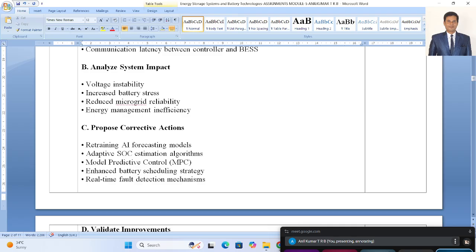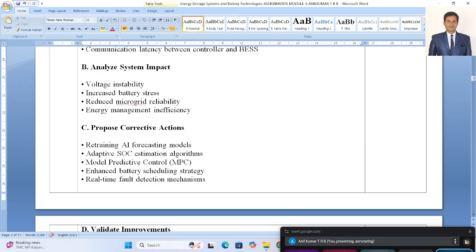So what corrective actions do you have to take? Try to train the AI forecasting models, right? Once you collect all this data, you have to train it cleanly, using unsupervised learning, okay? Train the data properly and make adaptive algorithms. You have to develop one algorithm for state of charge estimation, which will analyze the various inputs: if this is the condition, what else does it have to do? And try to develop the predictive control models, that is MPC, model predictive control. You have to develop that, okay? And real-time fault detection mechanisms.